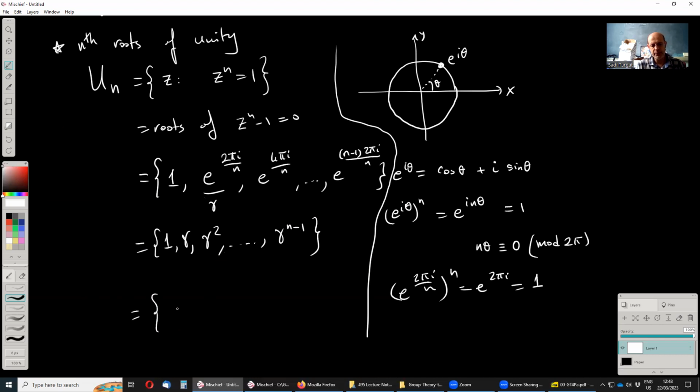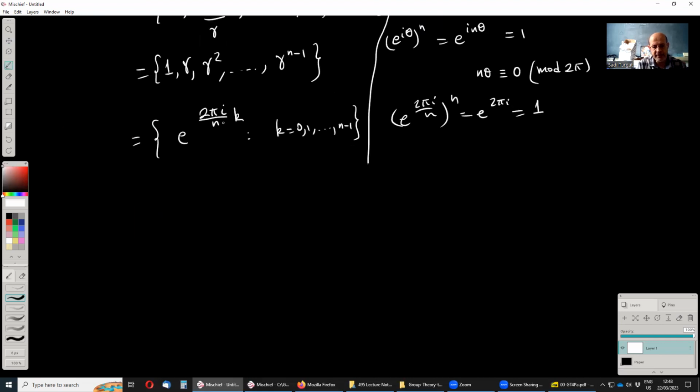Okay. So these are numbers of the form e to the 2 pi i over n times k, where k ranges from 0, 1 to n minus 1. What's that? That's basically gamma to the power k, right? So there is some kind of an association in here that sends k to gamma to the power k, but in such a way that, for example, n is sent into gamma to the power n, which is equal to 1.